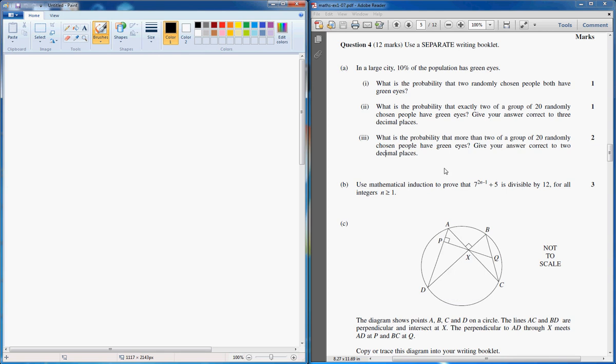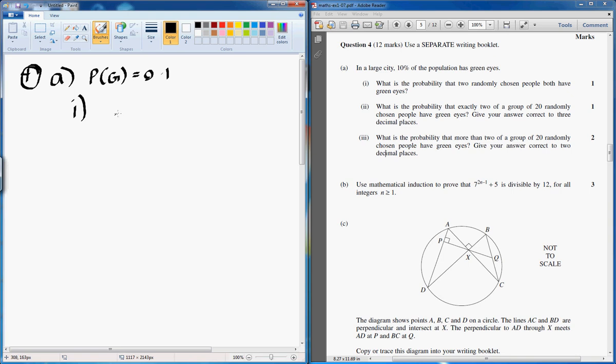Okay, so we're up to question 4. So the first part of the question is dealing with probability. Part A is all about probability. In a large city, 10% of the population has green eyes. So I'm going to say the probability of green is equal to 0.1. So what is the probability that two randomly chosen people both have green eyes?